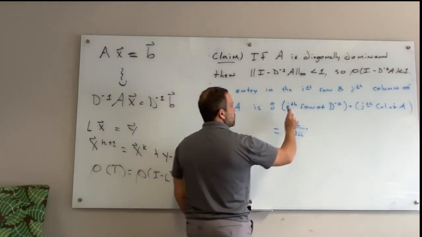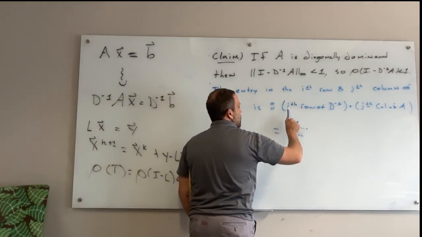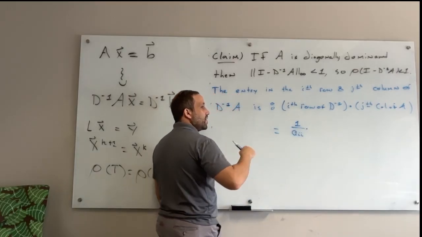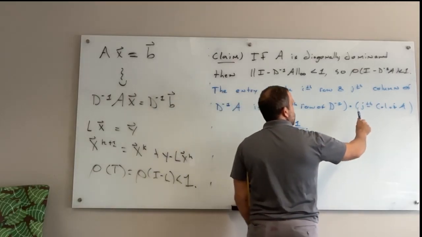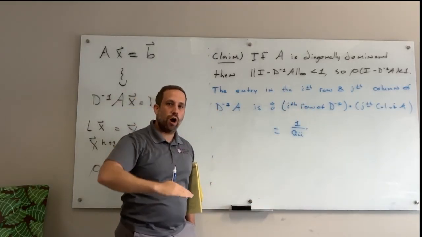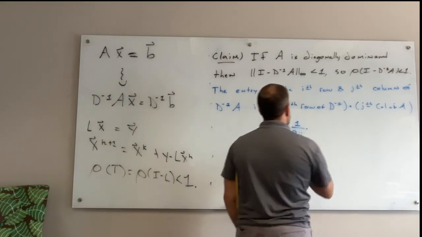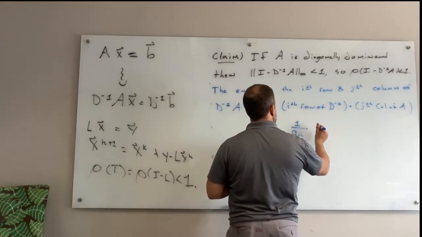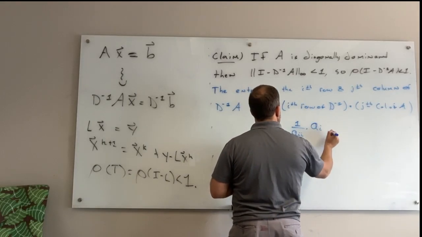There again, there's only one non-zero entry in this row, and it's going to correspond to the ith column. So when we dot it with the jth column of A, it's only going to be the ith row of A. Hold on, let me just write this. Aij.